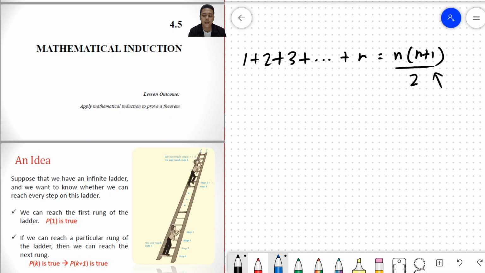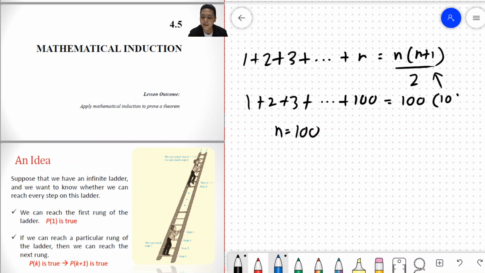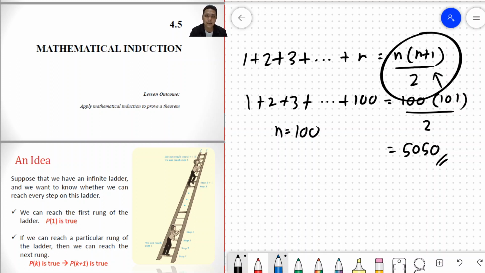How can we be sure that it can be used? For example, in the problem of Gauss just now, up until 100, n equals 100. According to this formula, it will be 100 times 101 over 2, which is equivalent to 5050 as well. So Gauss is right. And how to ensure that this formula on the right hand side is correct?